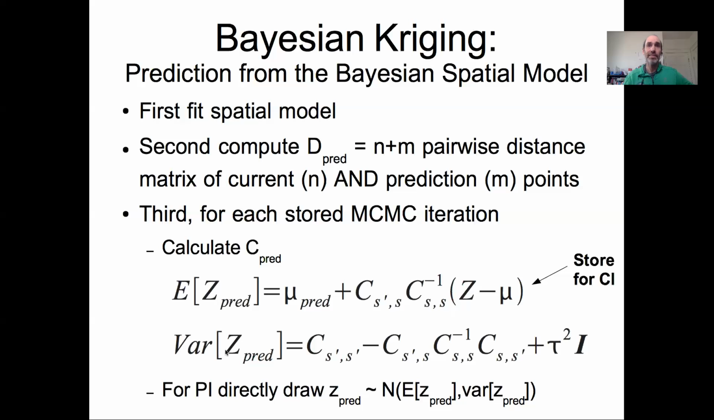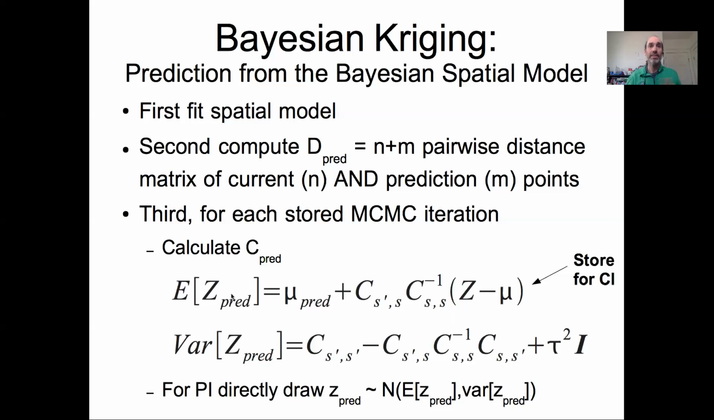Now, as we set up our code to calculate the confidence intervals and predictive intervals, we're going to iterate over the parameter samples from the MCMC. We're going to go through this in a couple of steps. First, we need to calculate the C pred, which is the covariance matrix using this D pred distance matrix. So we use that D pred distance matrix to make the C pred covariance matrix. And then we need to calculate the mean and variance that we use to make those predictions.